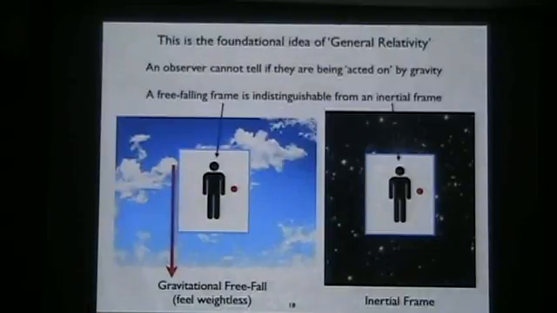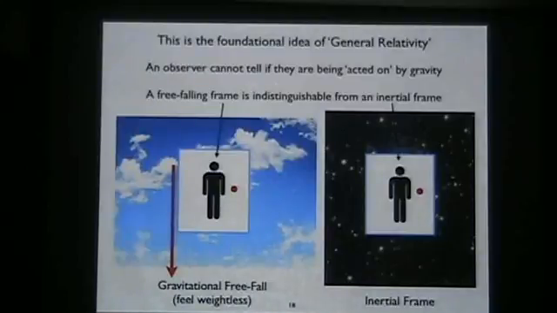Okay. So this idea that a free-falling observer is the same as an inertial observer is the foundational idea of general relativity, which is Einstein's theory of gravity. It's the foundational principle. You can say it a couple of ways.